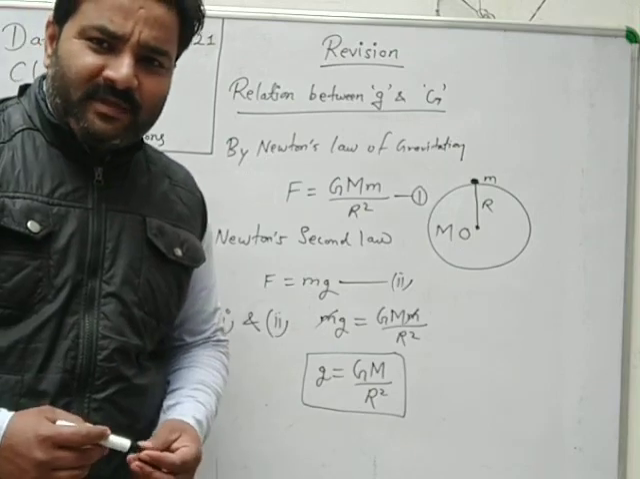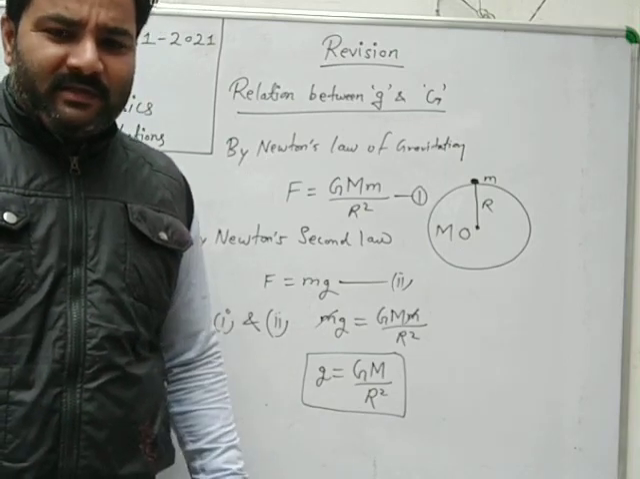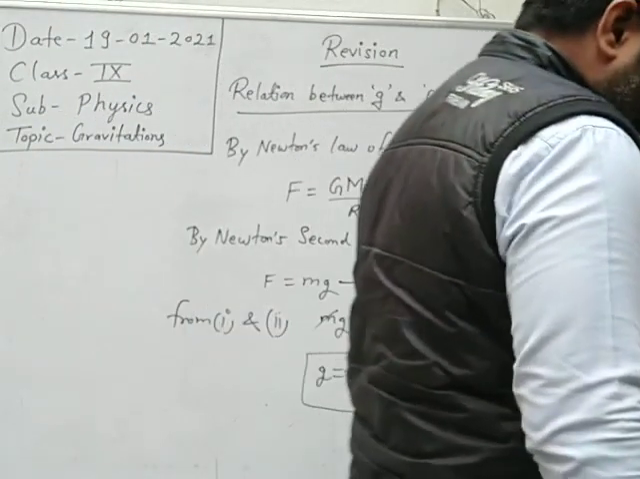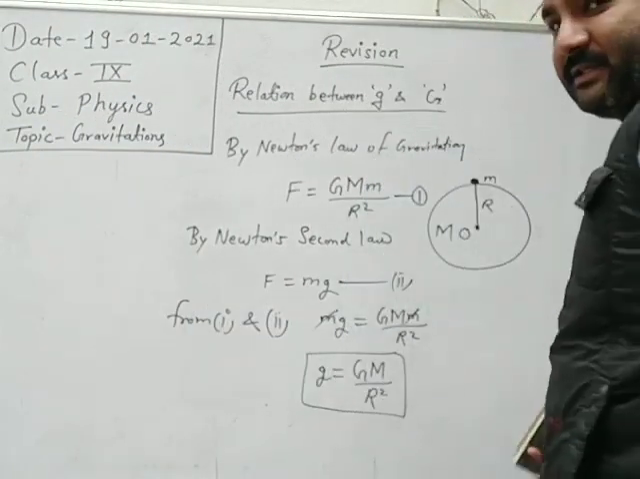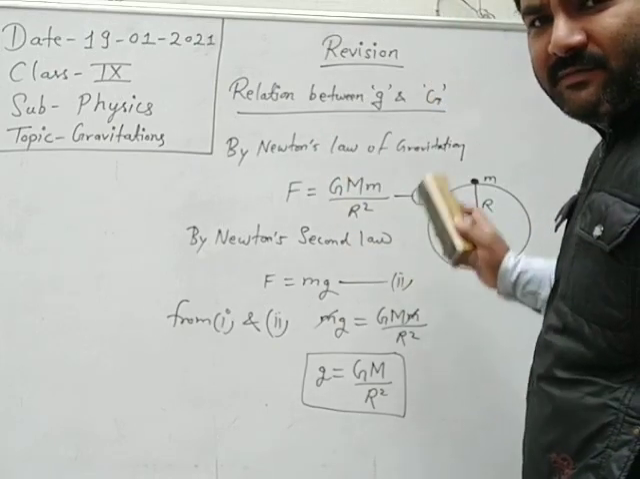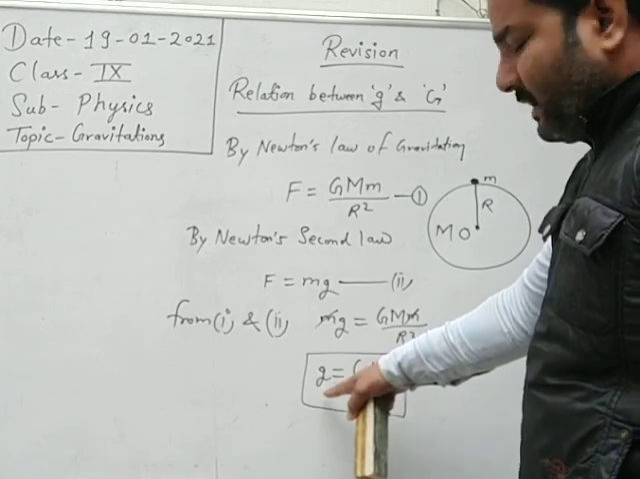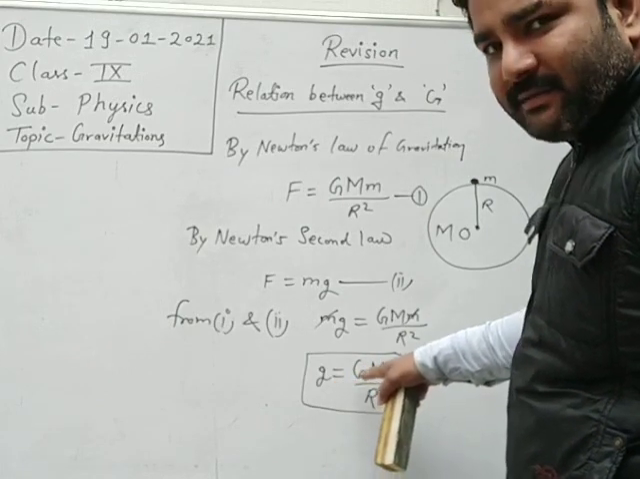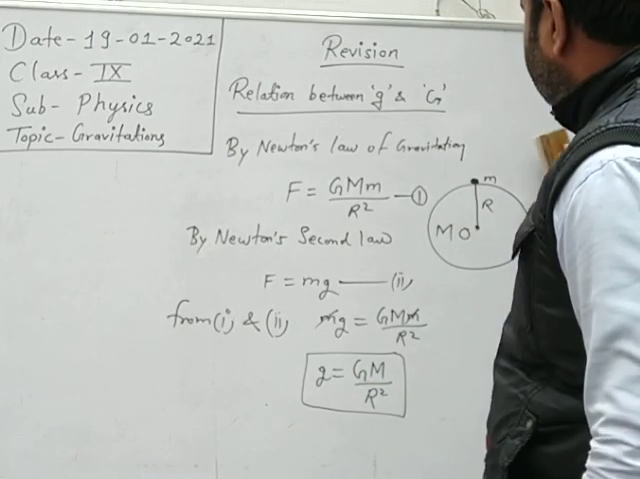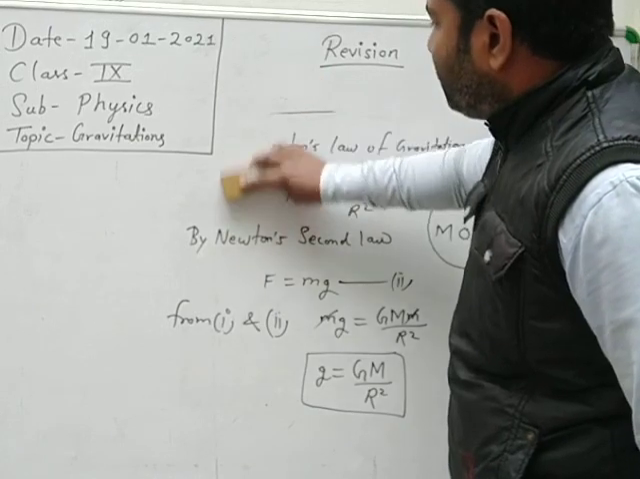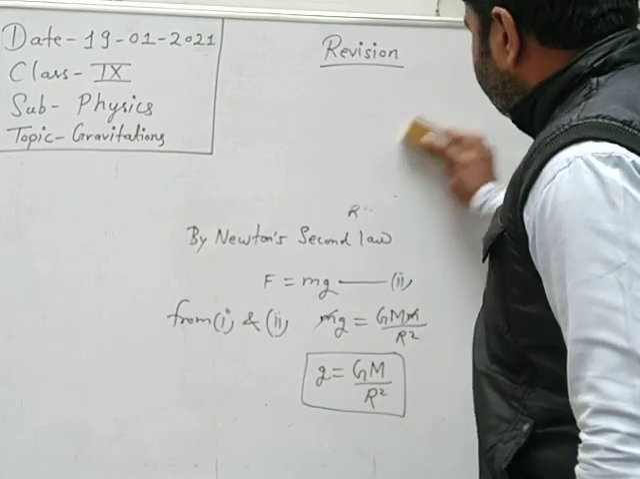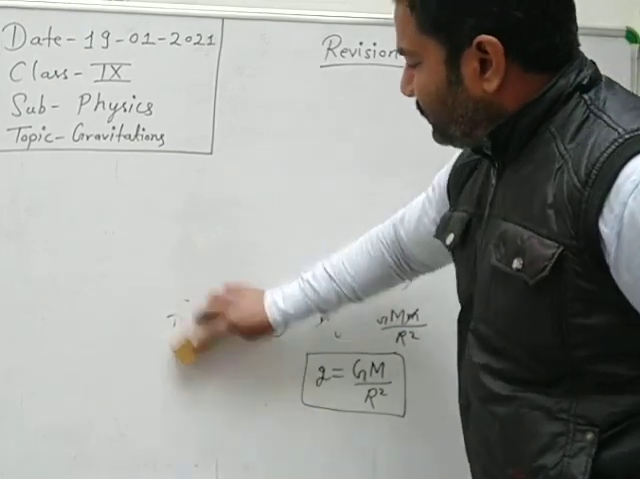A very easy relation, so just note it down. Very simple concept. Then after this relation, the next concept is variation in g, variation in acceleration due to gravity. First of all, just note down that small g is acceleration due to gravity, capital G is the gravitational constant, M is the mass of earth, and r means radius of earth. So next is the variation in acceleration due to gravity.